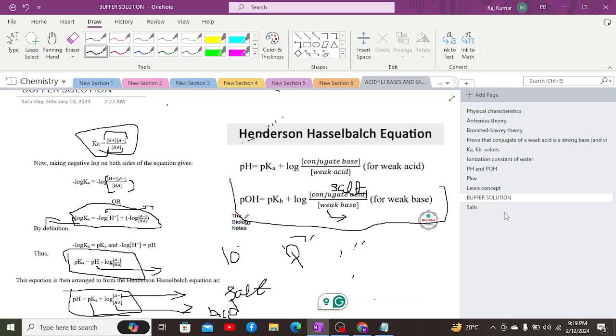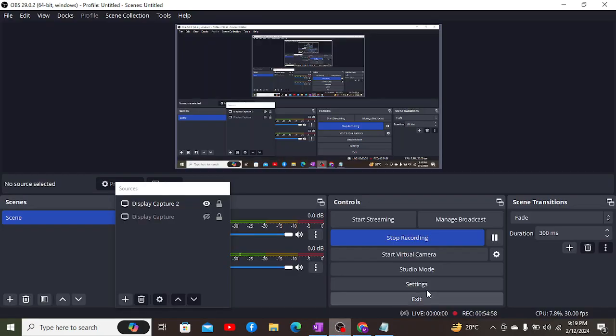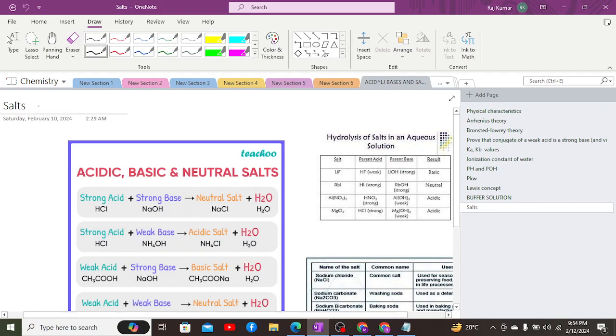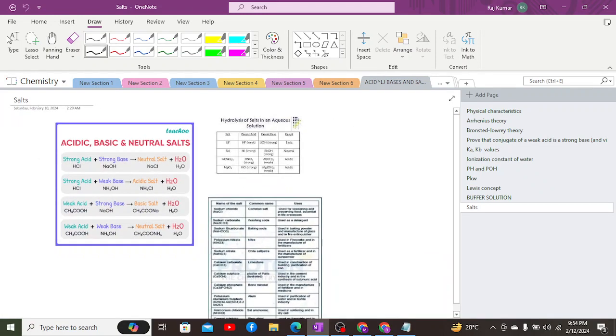Now, coming to the next part, we are going to discuss salts. Salts is again a short topic. Basically, salt is an ionic product.